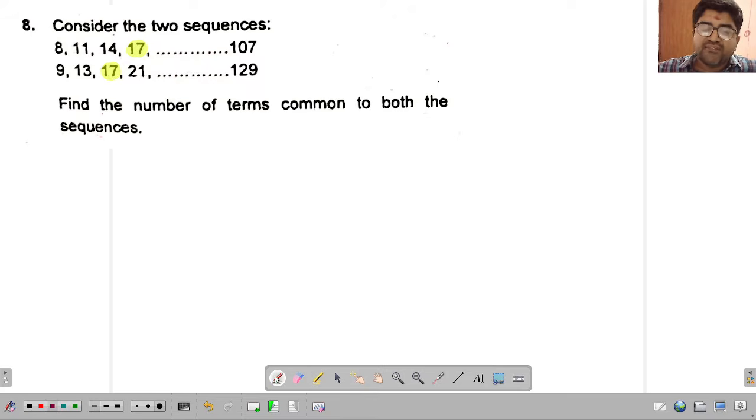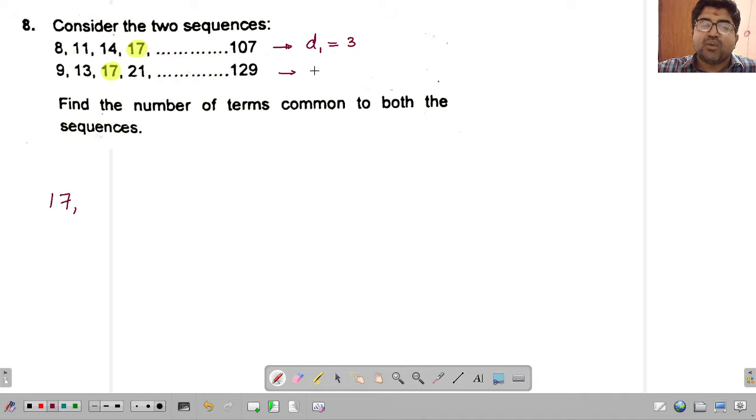So the first common term that I have identified in both these sequences when I am comparing is equal to 17. Now look at this first sequence here. The common difference is 3. The common difference, I will call D1, is equal to 3: 8, 11, 14, 17. The common difference is 3.